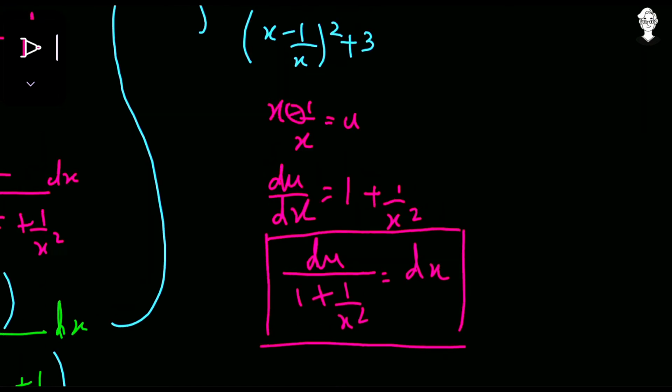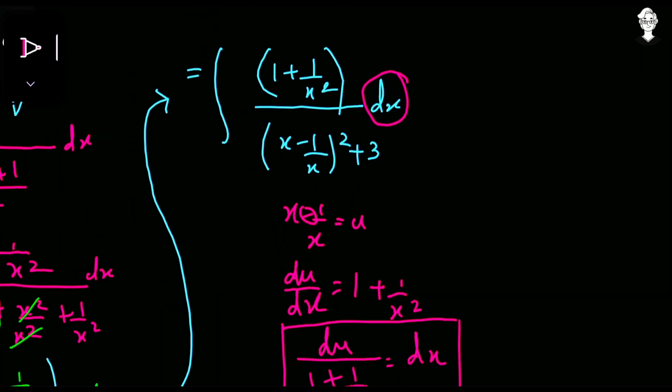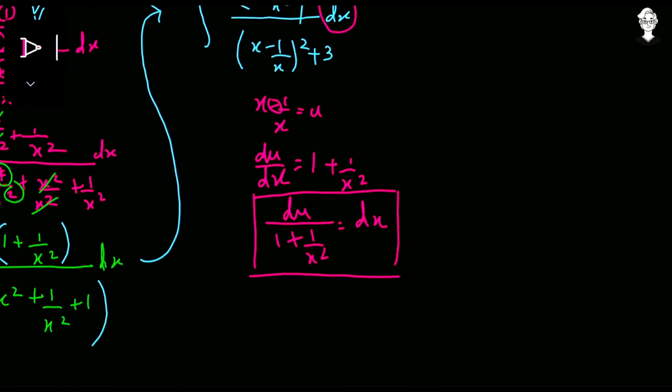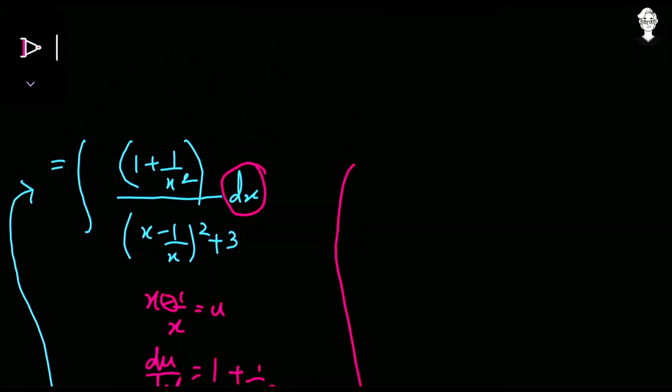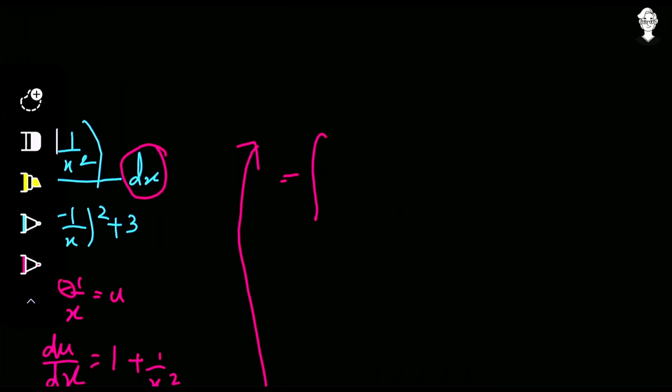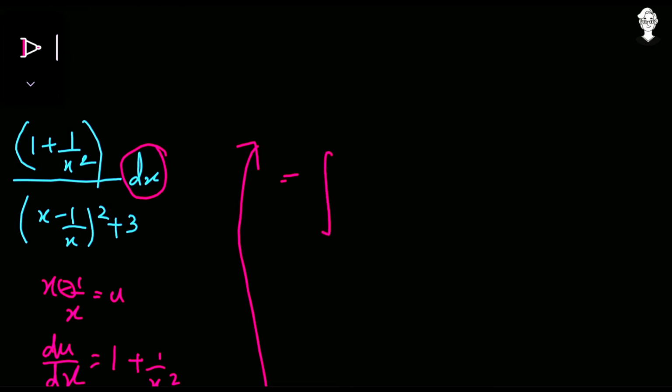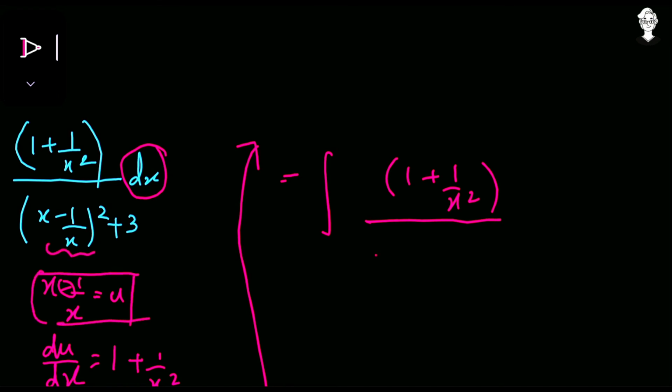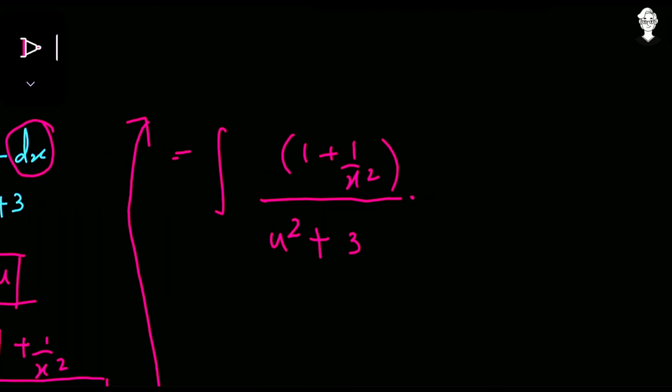Now instead of dx in this question I have to put that value to solve this integration. This is what we mean by the substitution rule. So let us do that over here. Now the integration sign stays as it is. The 1 plus 1 upon x square stays as it is in the numerator, and x minus 1 upon x has been considered as u, so instead of that it is u square plus 3, multiplied by, instead of dx, du upon 1 plus 1 upon x square.